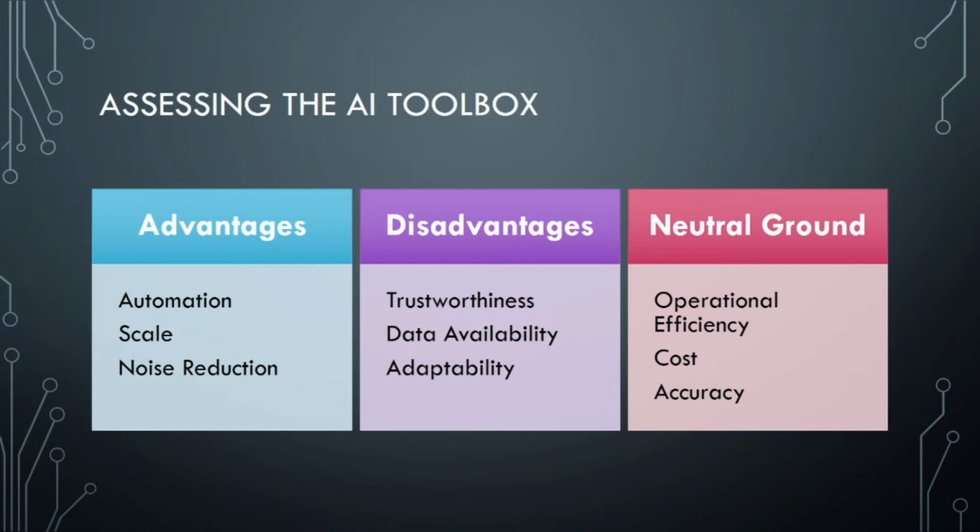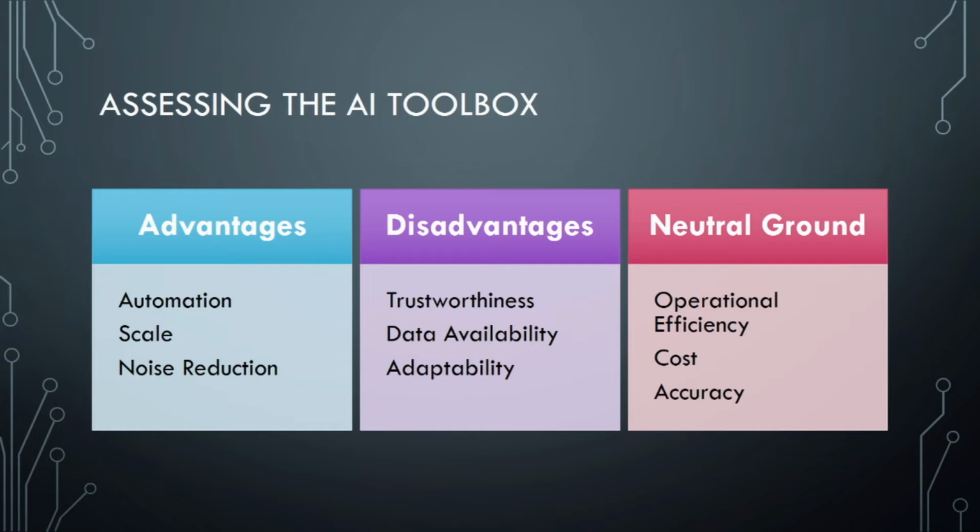And I think the area to start with is to ask the question, what is AI actually good for? And so I broke this up into 3, and this is more of my opinion about the advantages, disadvantages, and neutral ground areas of AI. But I'll walk through them briefly just to point out some things.